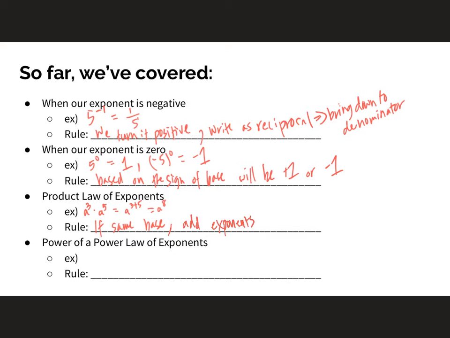And then finally, we have power over power rule. That's something like if we had a to the third power and we raised it to the 5th power, then that would be the same as a to the 3 times 5, which is a to the 15th, right? And so once again, we just want to multiply the exponents.